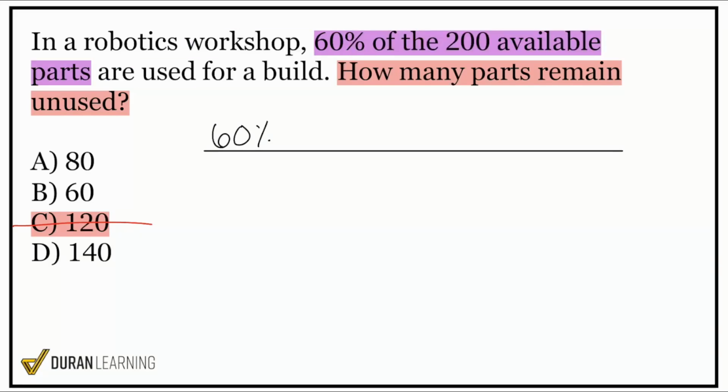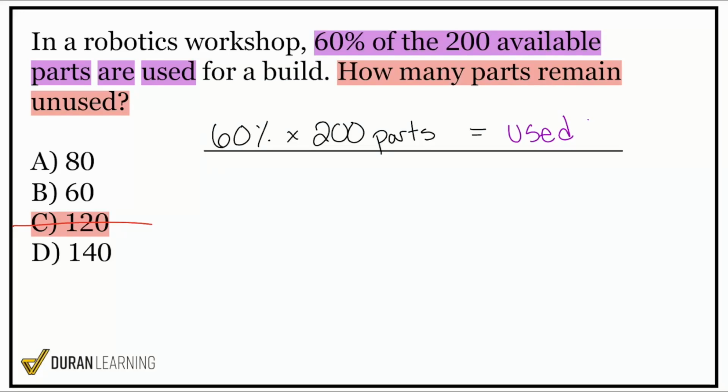So 60% times 200 parts equals, everybody, when we see the word are, it's the same as the word is. And so what comes after that is the result. The ones that are used for a build equals used. So with that, everybody, here we go. 60% times 200 is going to equal the result. We're looking for the result.